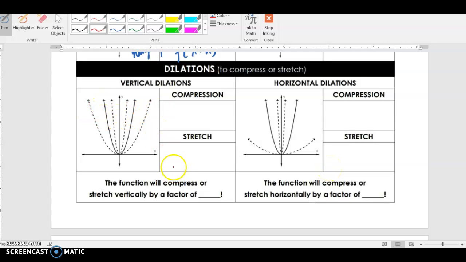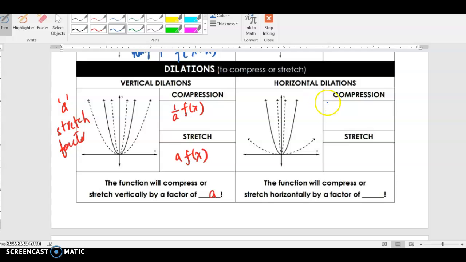Okay, all right, so let's quickly move on. Now here we have compression and stretch. As I say, a is the stretch factor for vertical dilations. If it is a compression, you will have 1 over a times f of x. And if it is a stretch, it is a times f of x. It stretches vertically by a factor of a.